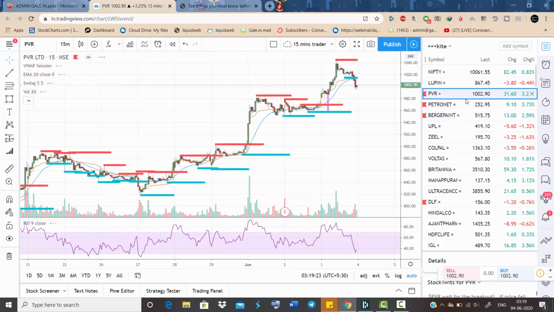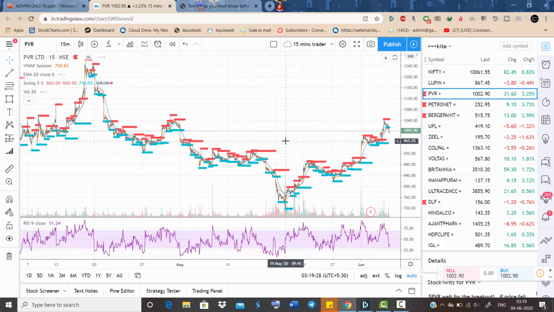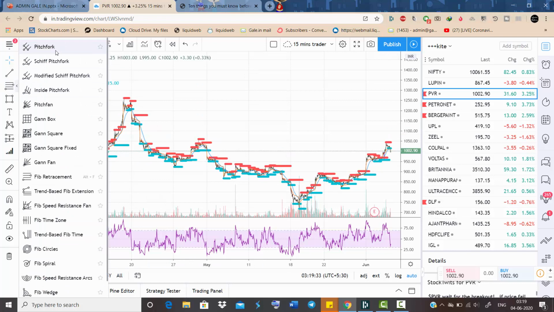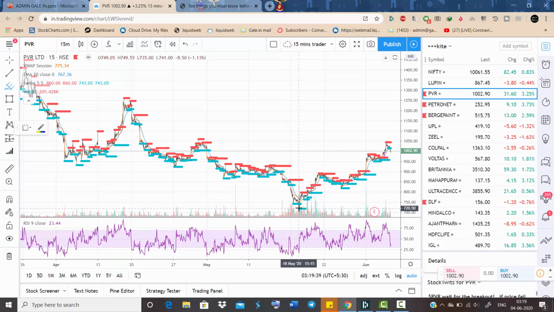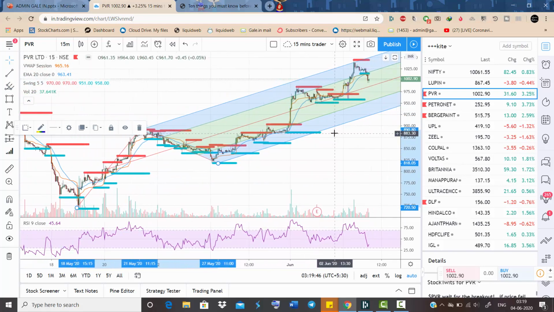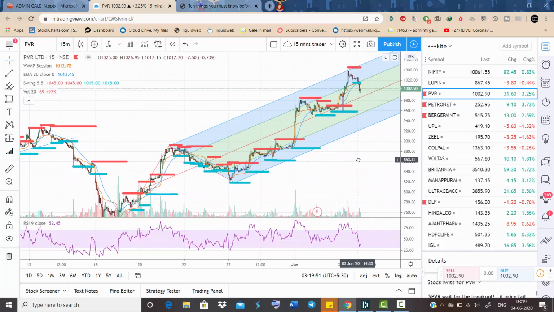Now let's go to PVR. So you can see PVR. We have already traded PVR. We'll just draw some pitchforks. Modified pitchfork, low point. You can just see PVR should not be traded in this blue. You can sell here for a target of this median line.